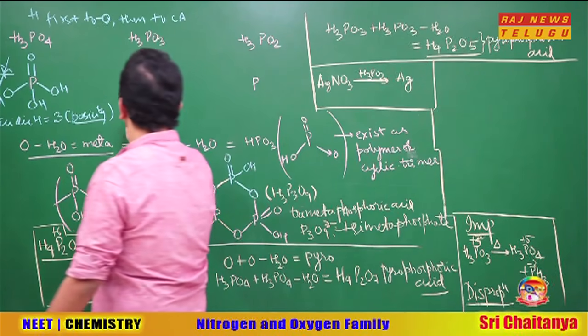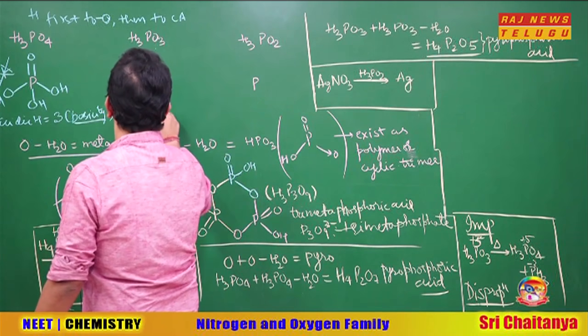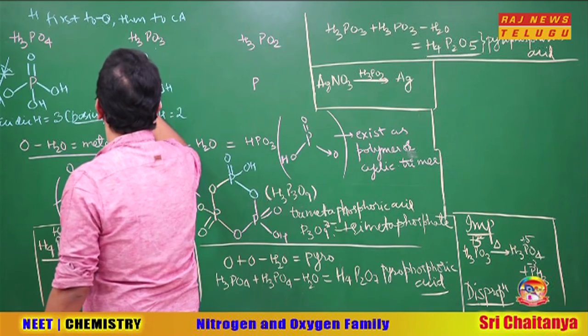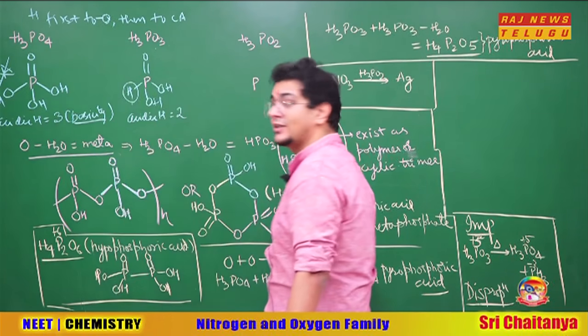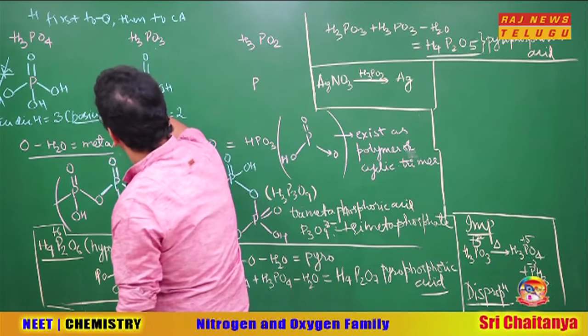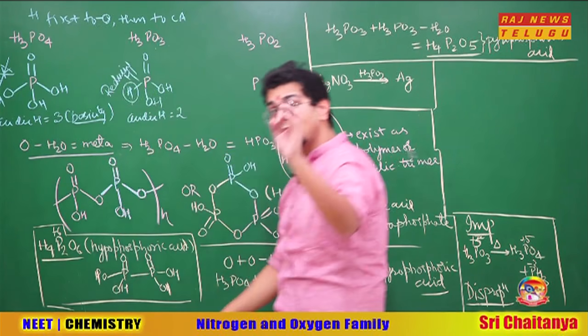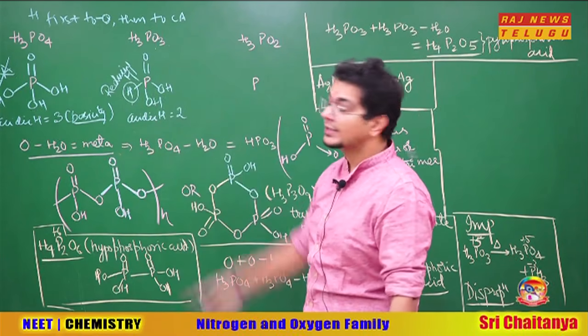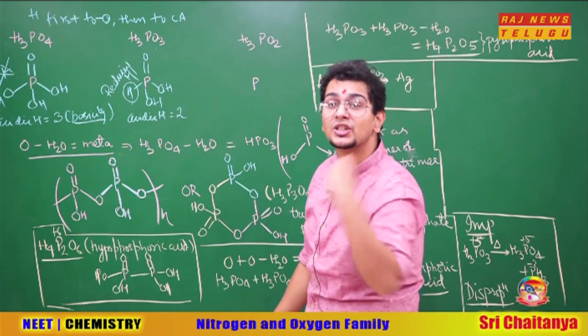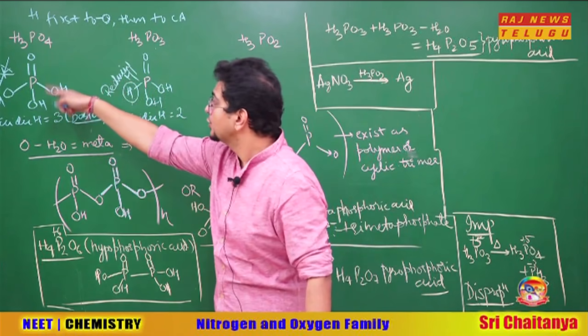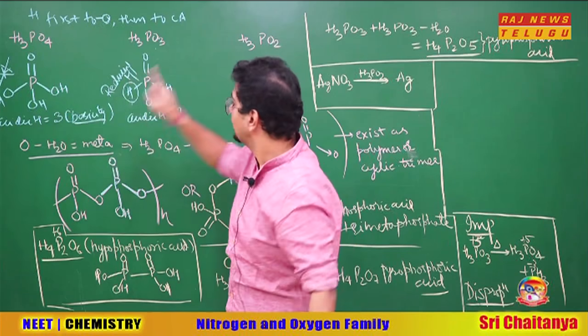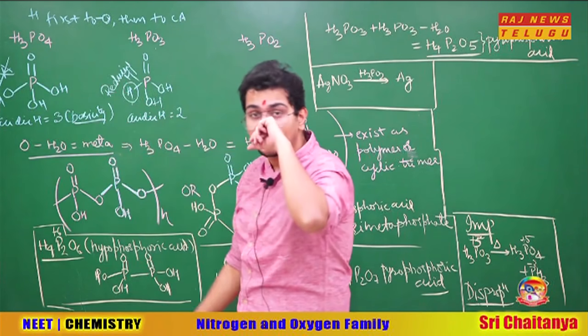So how many acidic hydrogens are there, or what is the basicity here? The acidic hydrogens are 2. The hydrogen attached directly to the central atom is known as reducing hydrogen. What do we call it? Reducing hydrogen, and it is responsible for the reducing agent nature. That's why there is no reducing hydrogen here, so it is not a reducing agent, but here reducing hydrogen is there.